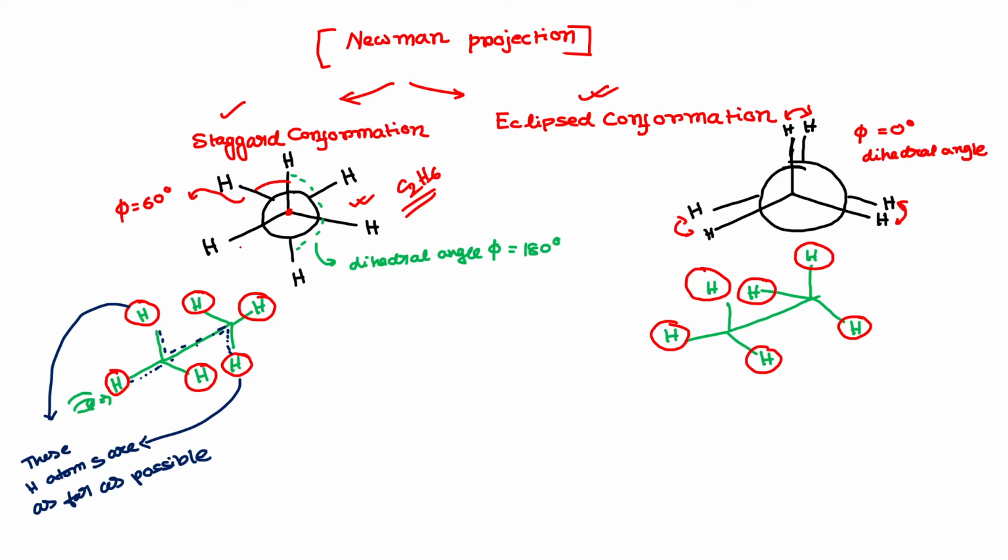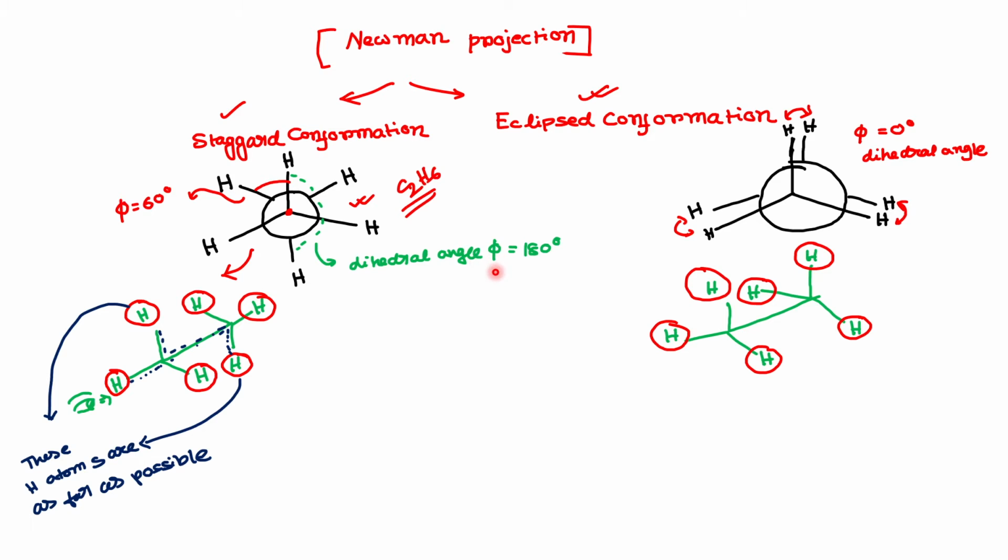If you draw this structure in the ball and stick model, you can see that this is one hydrogen atom, the top hydrogen atom, and this is the bottom hydrogen atom, and there is an angle equal to 180 degrees between these two hydrogen atoms. This angle is called the dihedral angle, or phi, and it is equal to 180 degrees.